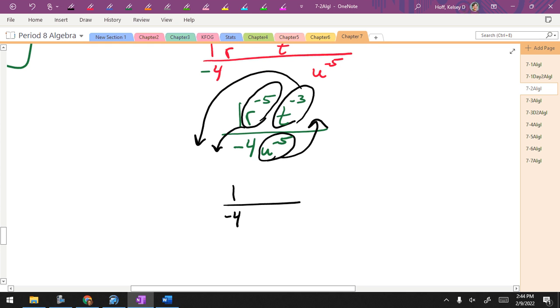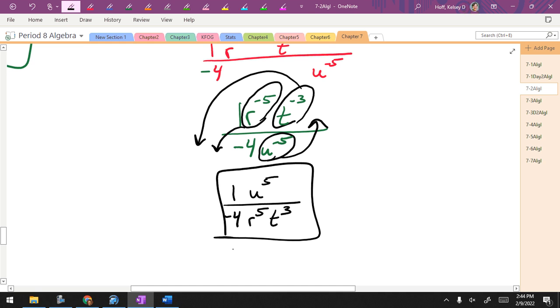A 1, u to the positive 5th. In the denominator, negative 4, r to the positive 5, t to the 3rd. Double check. Is there anything I can combine? Done.